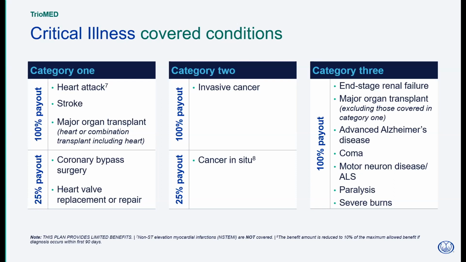Category 3 has 100% payout for all of the following: end-stage renal failure, major organ transplant, Alzheimer's, coma, ALS, paralysis, and severe burns.